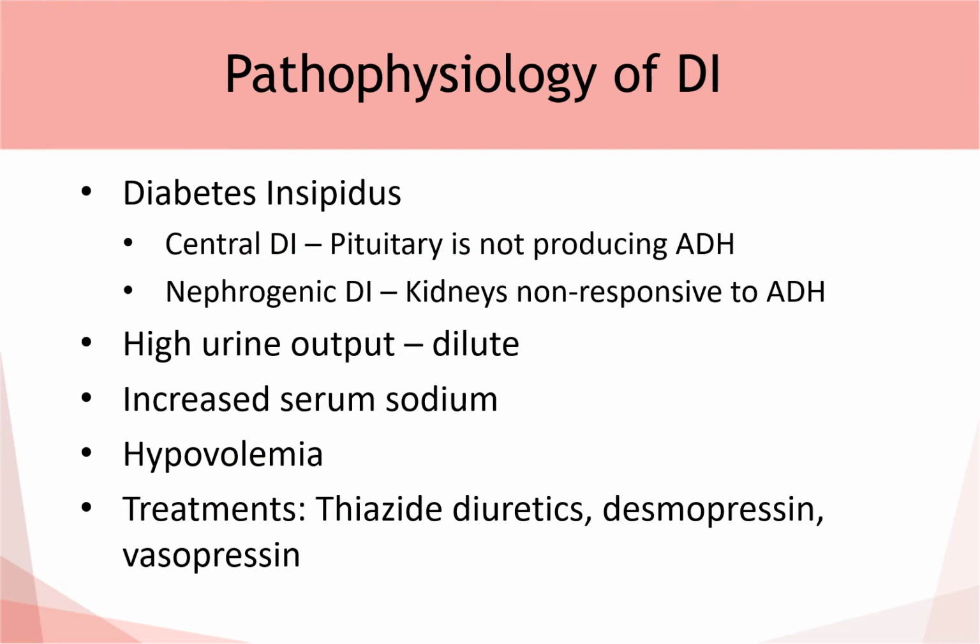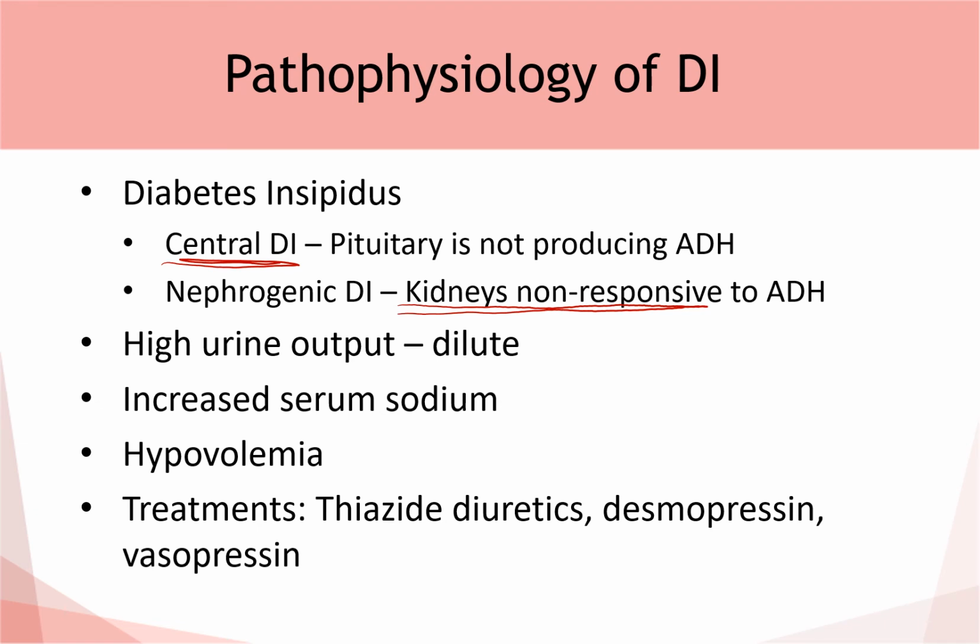Now, when we start looking at diabetes insipidus, this can be one of two types, and it really depends on what's happening. In reality, ADH's function is not being carried out, and that could be from central diabetes insipidus, where the pituitary actually isn't producing ADH, or nephrogenic diabetes insipidus, where ADH is being produced, but the kidneys are really non-responsive to it.